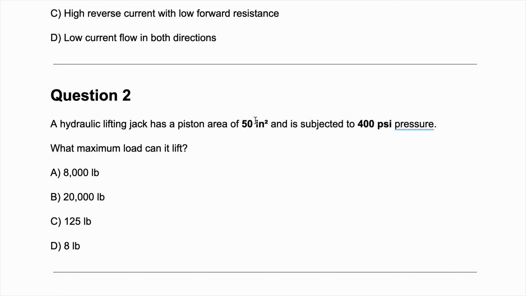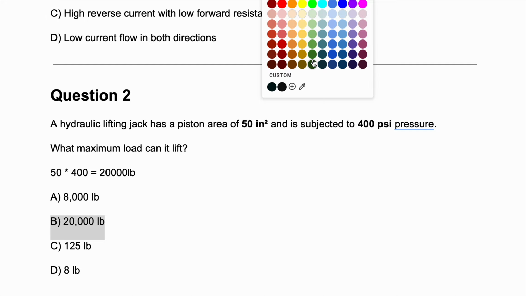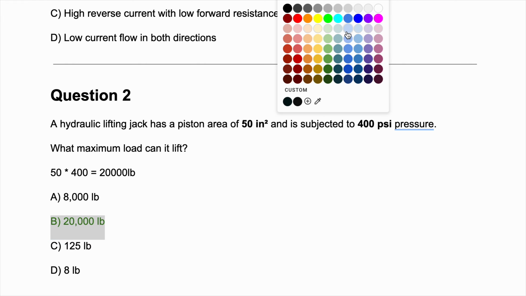So in total, it's 50 multiplied by 400. 50 multiplied by 400 is equal to 20,000 lb, pounds. So this one is the correct answer.